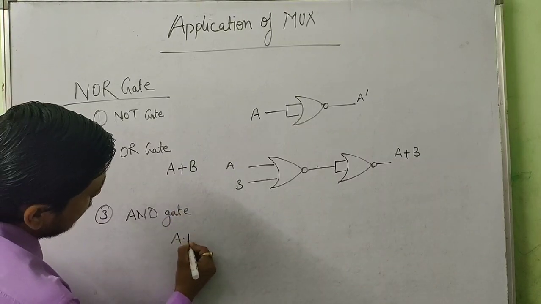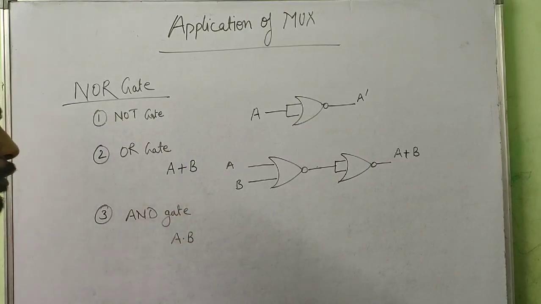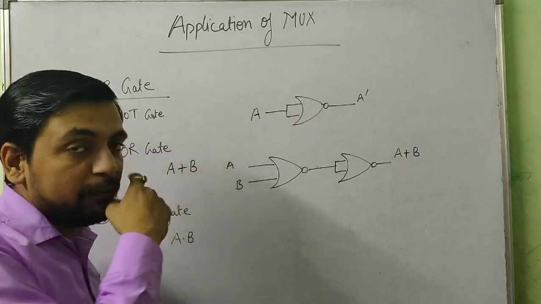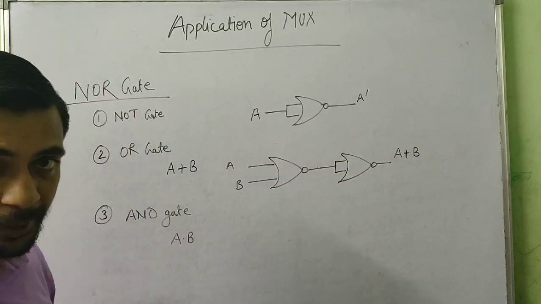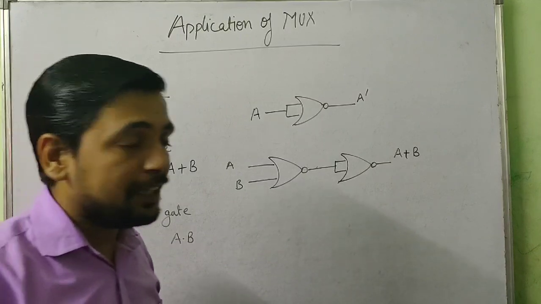Output of AND gate is A and B. Now we know if we pass them as two different inputs A and B to a NOR gate, the result that we are getting is (A plus B) whole complement. That is the result that we are getting.